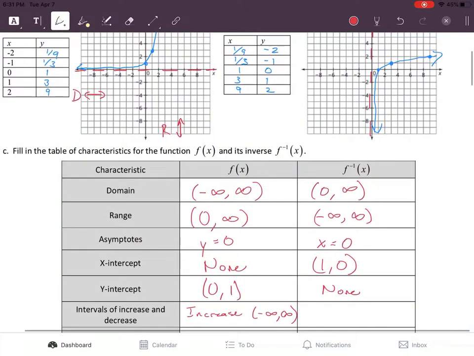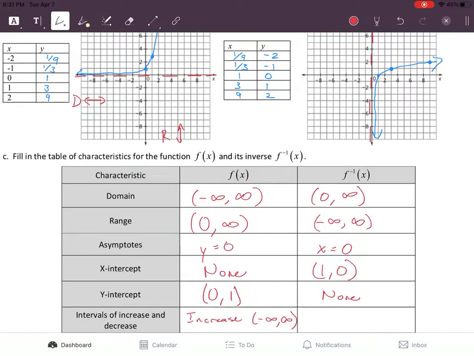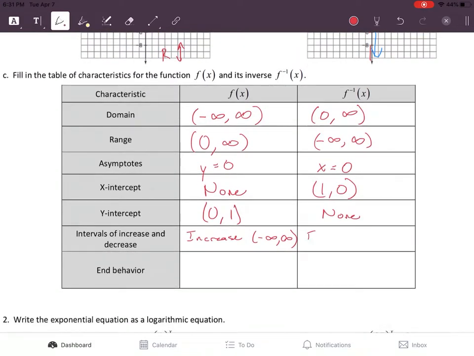For the inverse function, you've got the same idea. Over the whole domain, it's going up the entire time. Okay, but its domain is smaller. So when it's increasing, it's going over a smaller domain, from 0 to infinity.